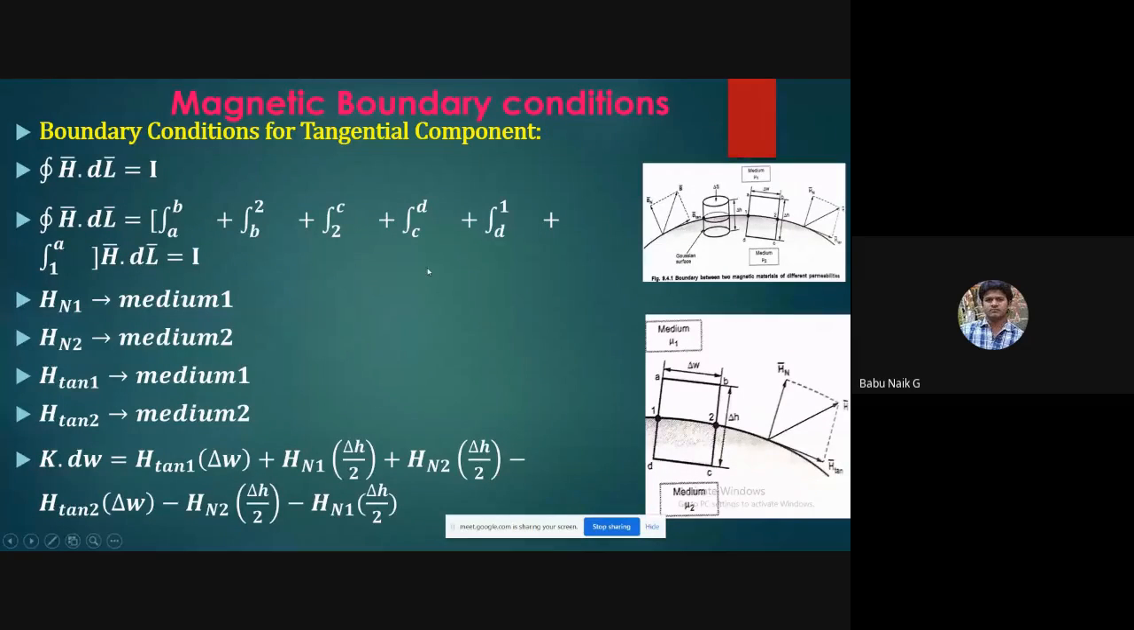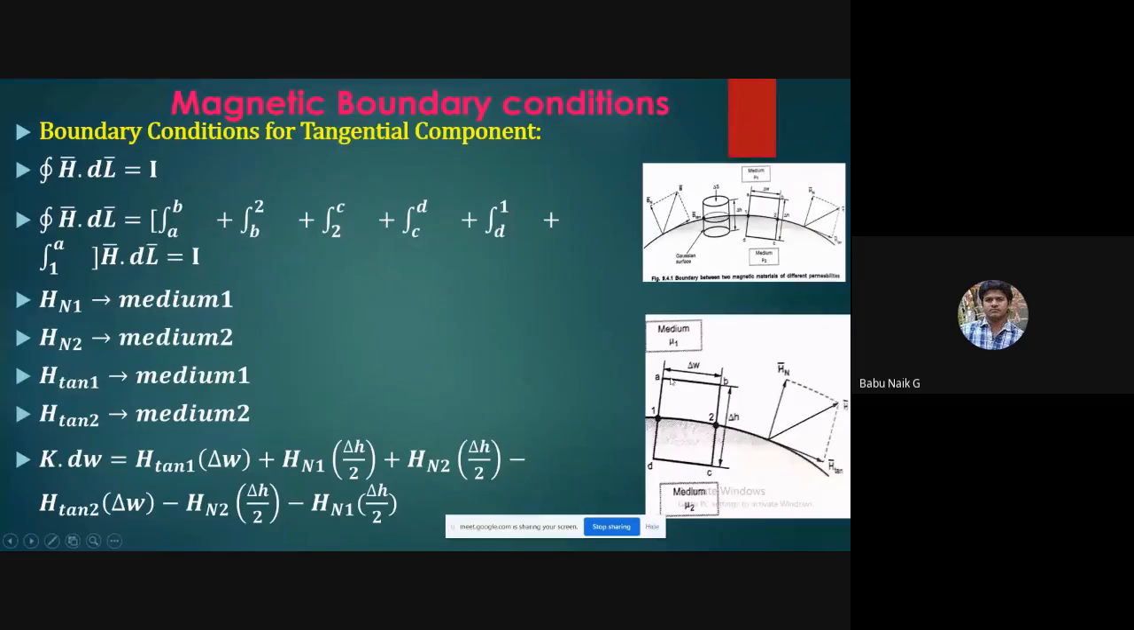Now before evaluating all 6 integrations, that is all 6 incremental length elements of the closed path: Hn1 is the normal component in medium 1, as we know, and Hn2 in medium 2. Then H tangential 1 on the boundary condition, this is tangential. So H tangential 1 is in medium 1, and H tangential 2 is in medium 2. Now you can evaluate each one individually.